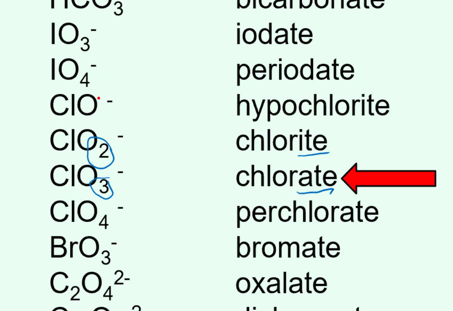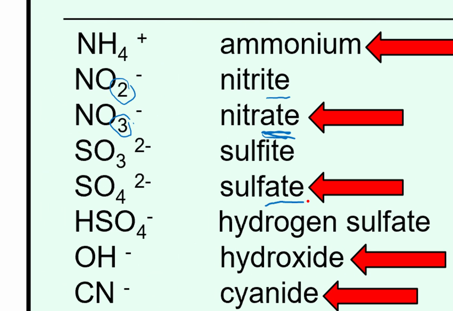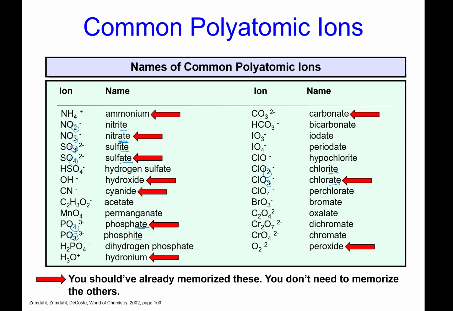I skipped sulfate over here. It has 4 oxygen atoms. Sulfite has 3 oxygen atoms. So you should notice that ites have 1 less oxygen than ates. That's one pattern I want you to notice.